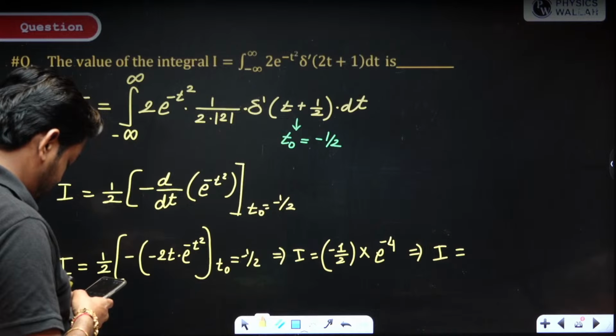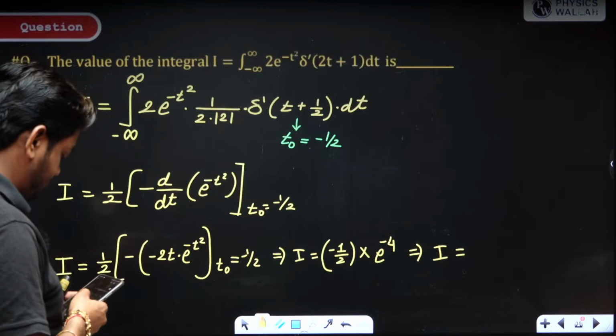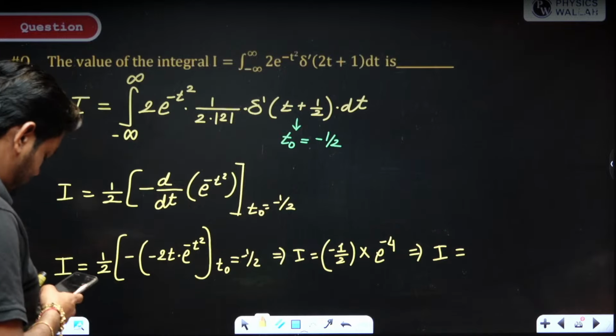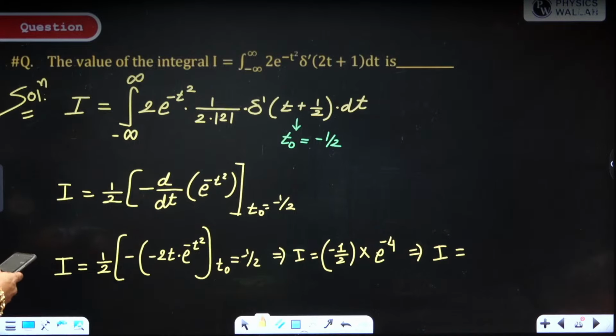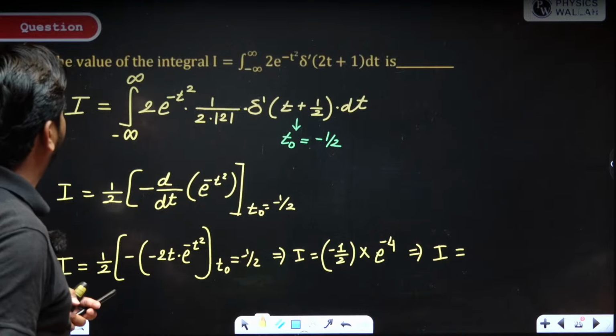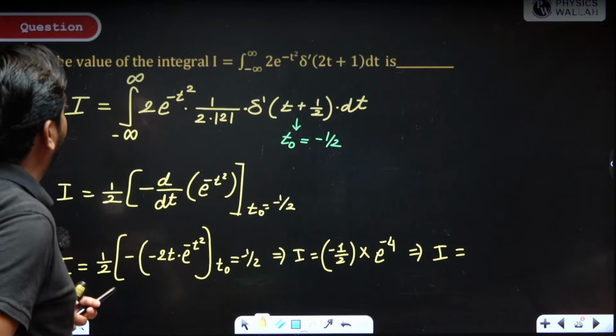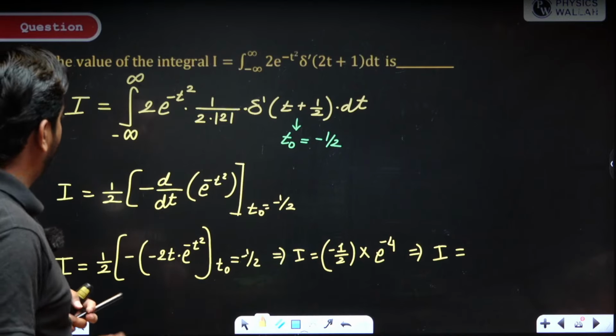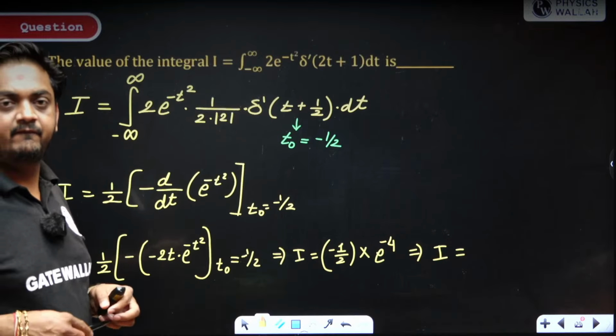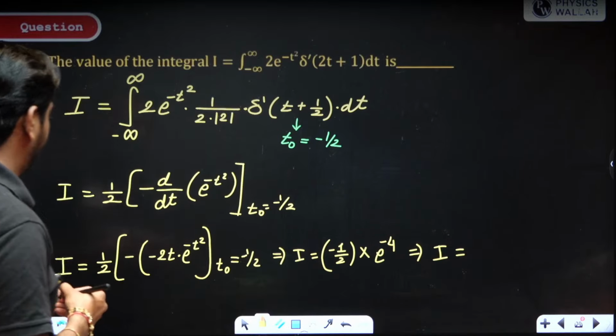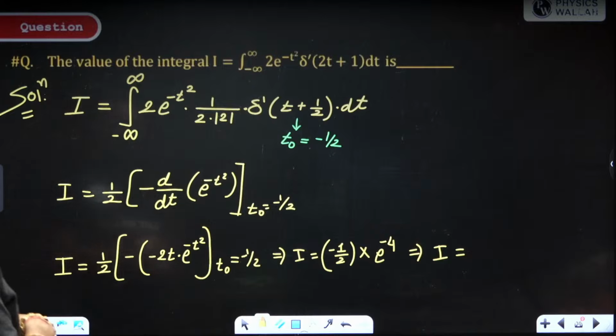So here e to the power minus 4 into 0.5. I think something is missing then. 1 by alpha into mod alpha. Minus 0.389 you are getting, but I am getting a different answer.